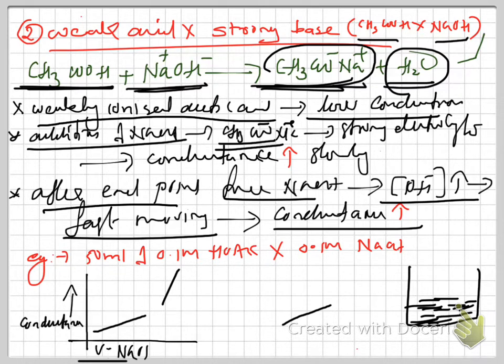These are the two lines. In the first half up to the endpoint, this is after the endpoint. Here also you have to take the intersection of two lines. Here you will get the final volume, from which you can calculate the concentration of the solution. Here the trend is different. First half, slow increase due to the presence of the weak electrolyte. After that OH minus increases and conductance quickly increases.